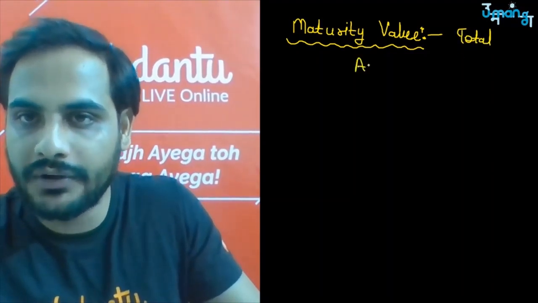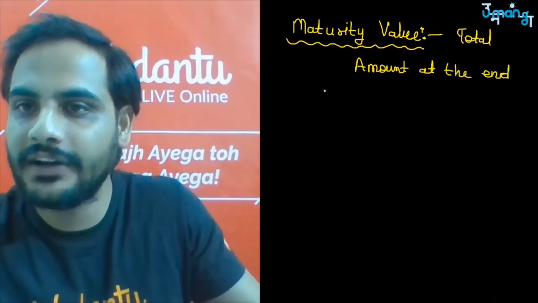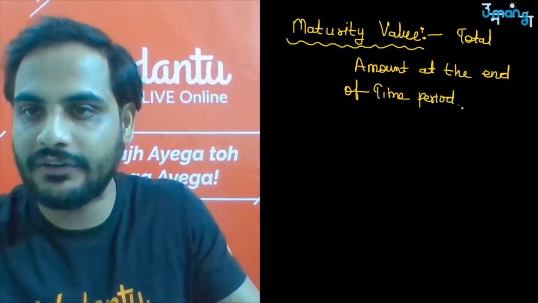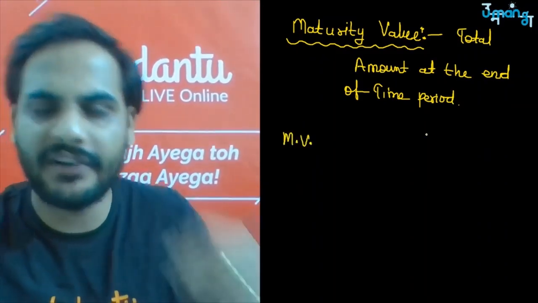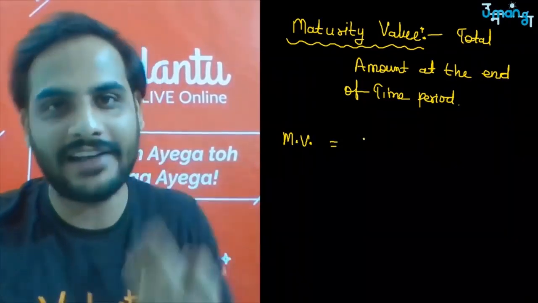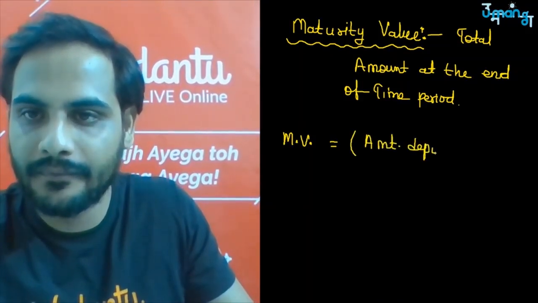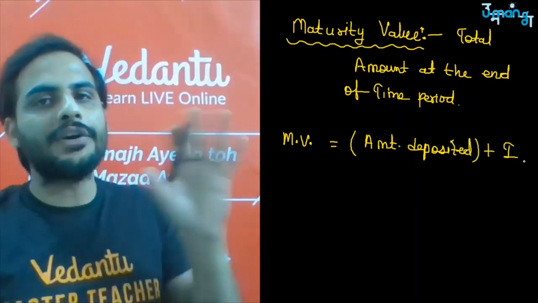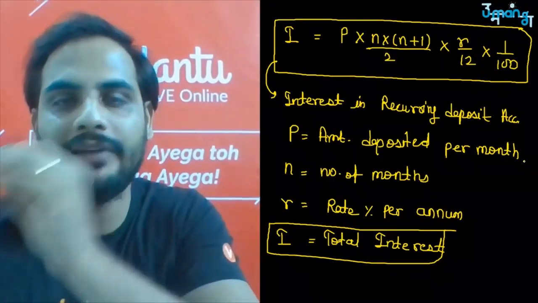Total amount at the end of time period. Whatever time period is given, at the end of that, whatever is the total amount, it will be equal to your maturity value. So I can say maturity value, let us say MV, is equal to, first, whatever money I have deposited, that they have to give. Correct? So I will say amount deposited plus the total interest. Total interest we have already calculated, which is equal to P into n plus 1 divided by 2 into R by 12 into 1 by 100.